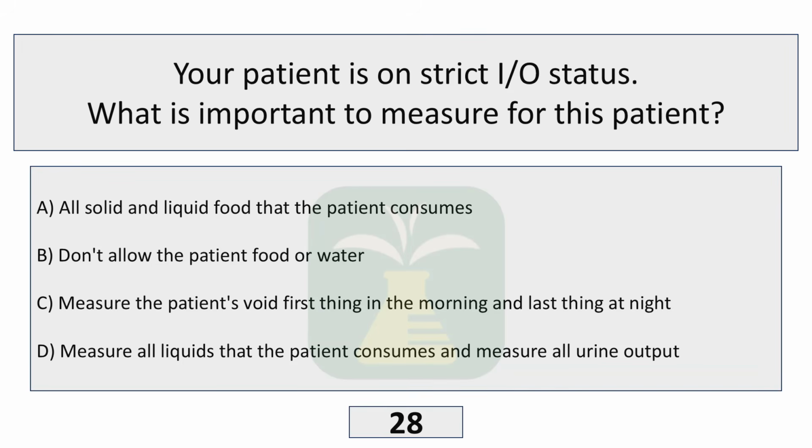Your patient is on strict IO status. What is important to measure for this patient? A. All solid and liquid food that the patient consumes. B. Don't allow the patient food or water. C. Measure the patient's void first thing in the morning and last thing at night. D. Measure all liquids that the patient consumes and measure all urine output.